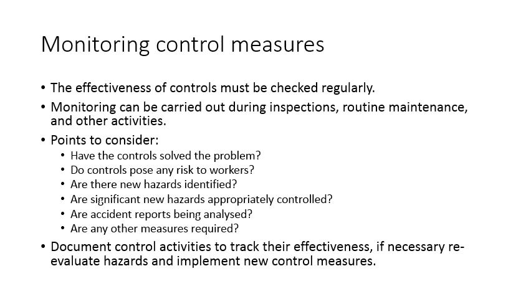Have the controls solved the problem? Do the controls pose any risk to workers? Are new hazards identified? Are significant new hazards appropriately controlled? Are accident reports being analyzed? Are any other measures required? Control activities must also be documented to track their effectiveness. If necessary, hazards can be re-evaluated, and new control measures can be implemented.